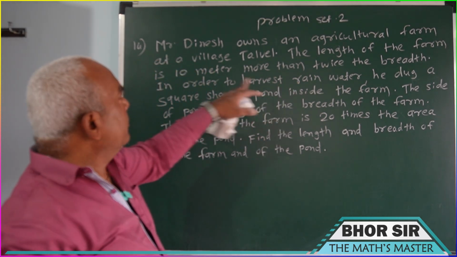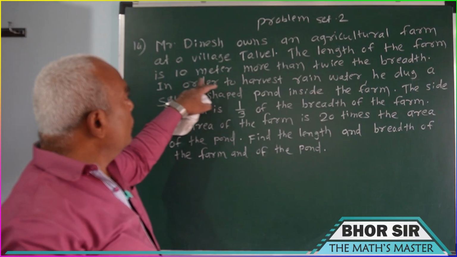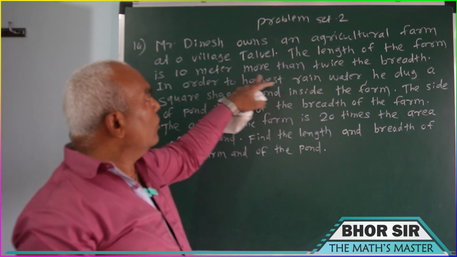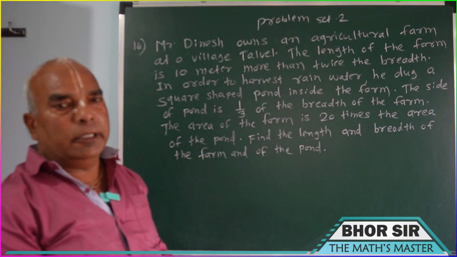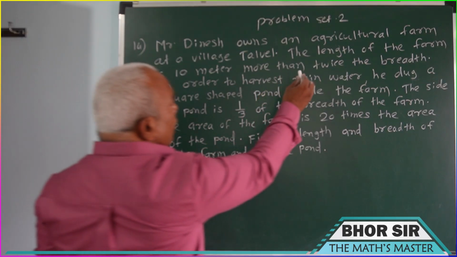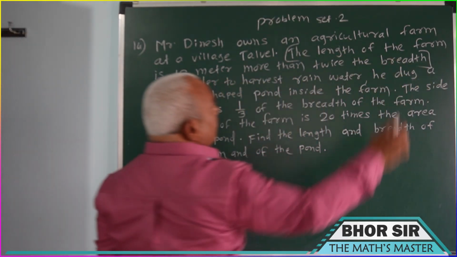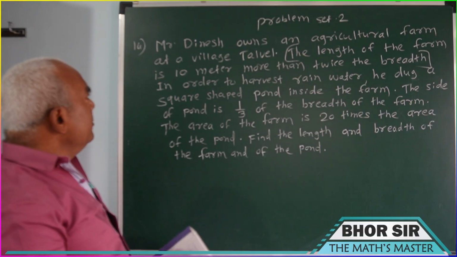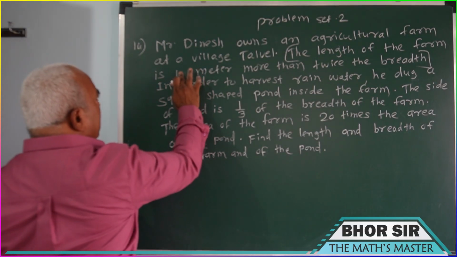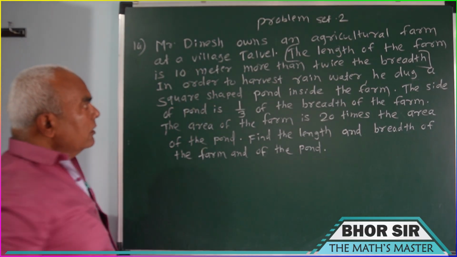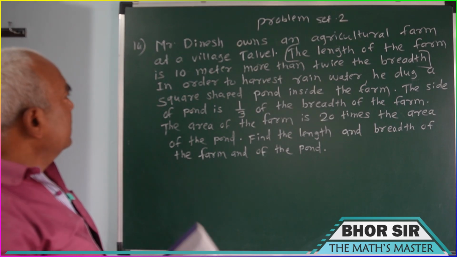The length of the farm is 10 meter more than twice the breadth. See, this is an important condition. The length of the farm is 10 meter more. How much more? 10 meter more than twice the breadth.